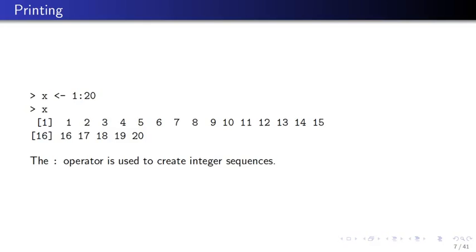And you'll see that the first line of the printout has a 1 next to it because that's the first element, and then the second line has a 16 in brackets because the first element of that line is the 16th element of this vector. So it's all kind of straightforward, but that's how the printout works.